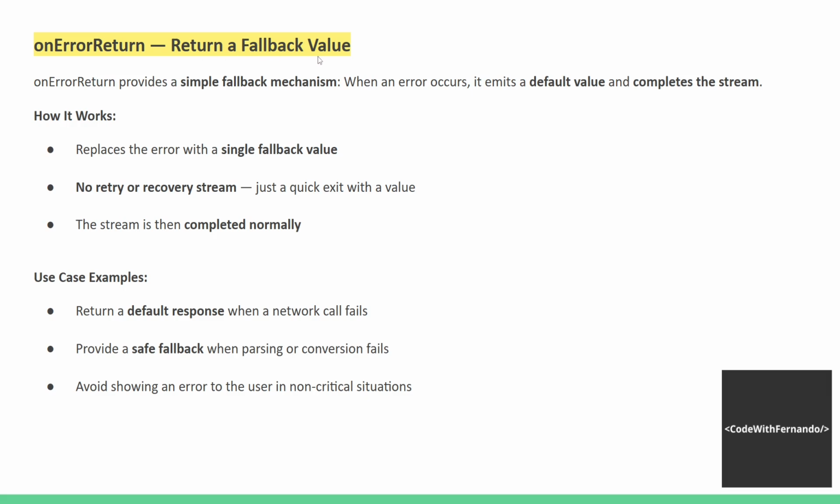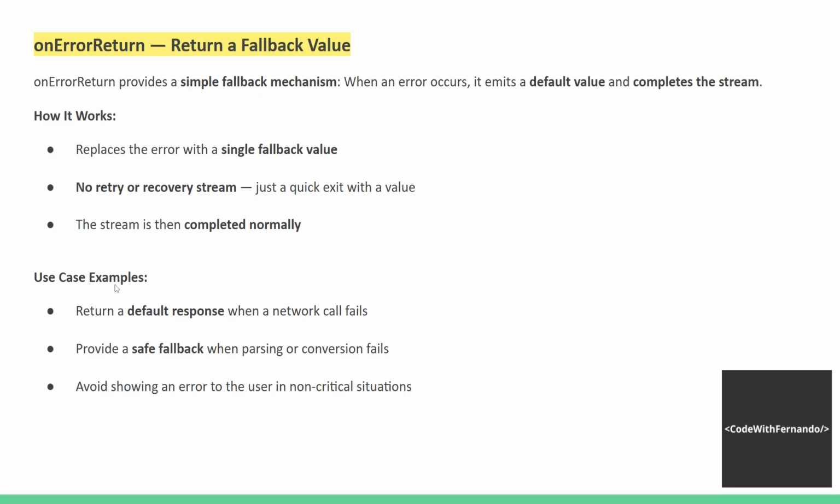Return a fallback value. onErrorReturn provides a simple fallback mechanism, and when an error occurs, it emits a default value and completes the stream. Okay, that's the main difference. So how does it work? It replaces the error with a single fallback value, no retry or recovery stream, just a quick exit with a value. The stream is then completed normally.